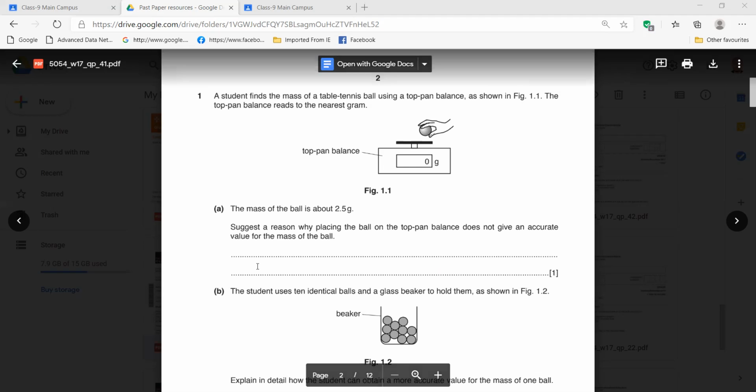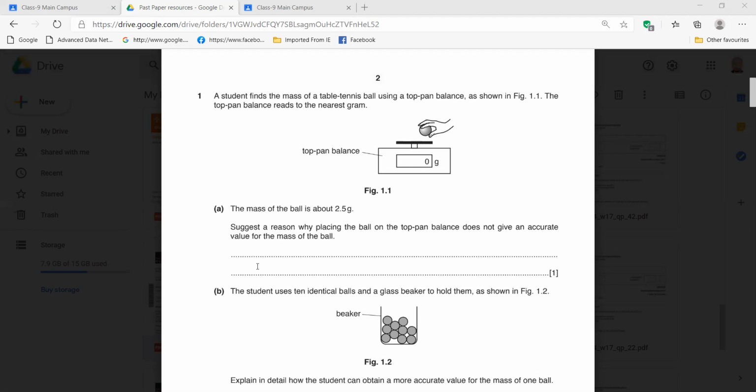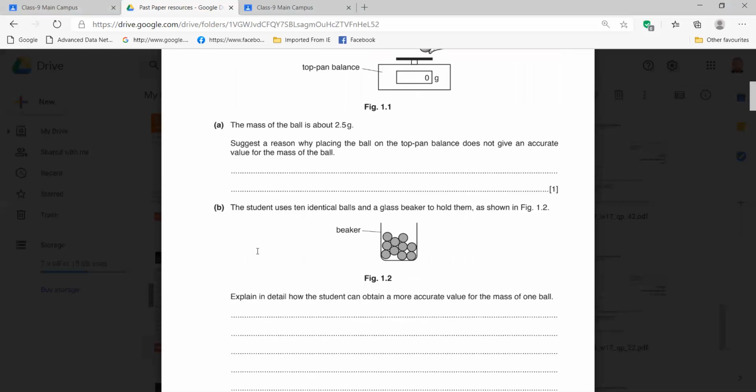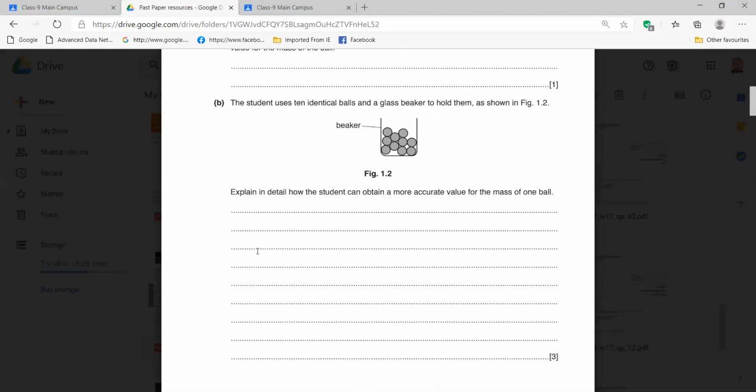Yes, sir. So you write your answer for 1A. The answer what you said, you write down. The ball's position will change or fluctuate. Sir, what is the spelling of fluctuate? Yeah, fluctuate means changing randomly. Oh, okay, sir. Writing is done. 1A writing is done.